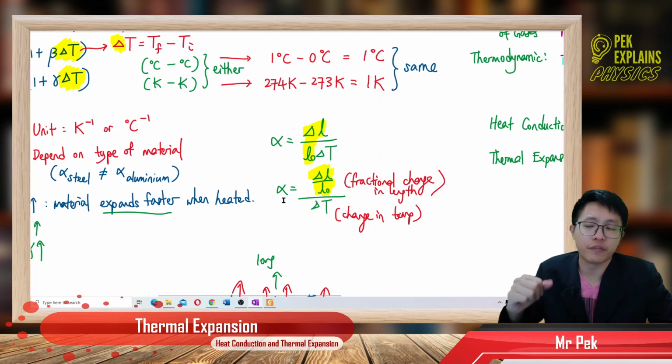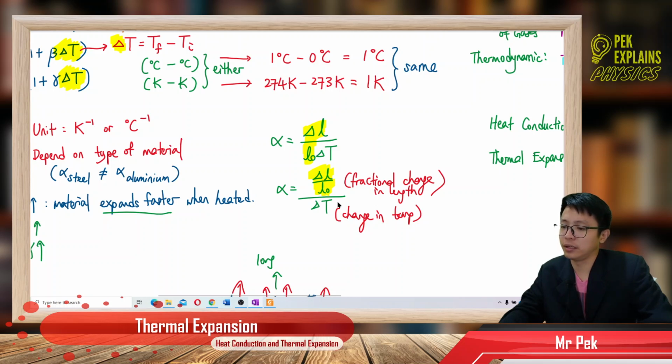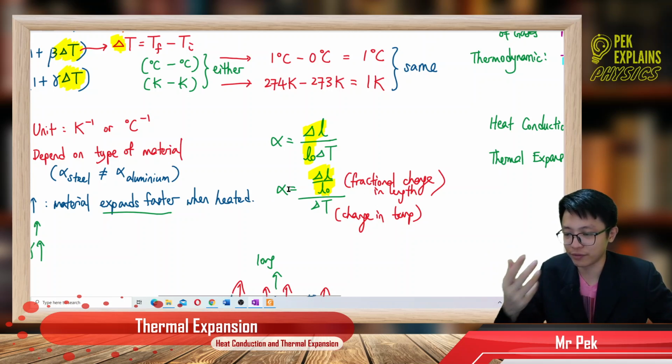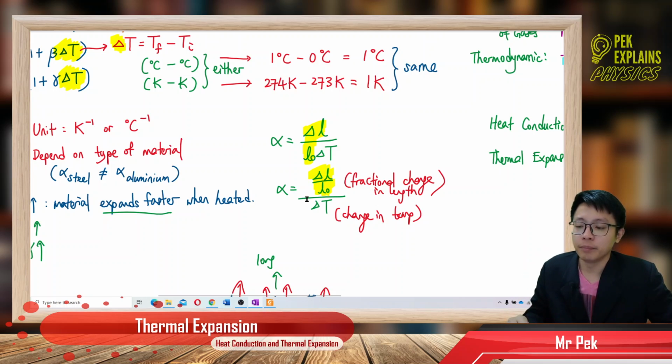So what is actually the definition of alpha? The definition of alpha is the fractional change in length when there is a change in temperature. That means if you increase 1 degree Celsius or 1 Kelvin, how much fractional change in length happens? Understand that? For every change in temperature, how much is the fractional change in length? That's the meaning of alpha: the fractional change in length per unit increase in the temperature.